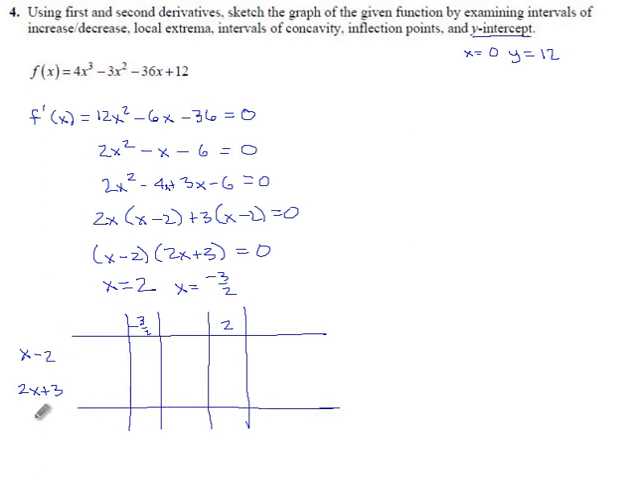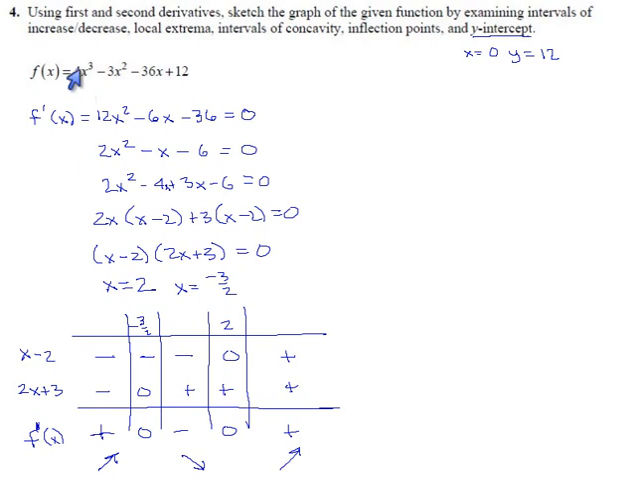We'll do these two factors separately, and then we'll see what the overall sign of our derivative, f prime of x, is. X minus 2 goes negative, negative, negative, 0, positive. 2x plus 3 goes negative, 0, positive, positive, positive. And that means our first derivative goes plus, 0, minus, 0, plus. So this function is increasing, then it's flat, then it's decreasing, then it's flat, then it's increasing.